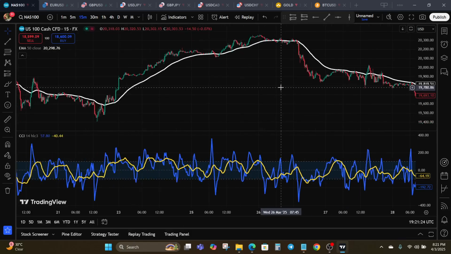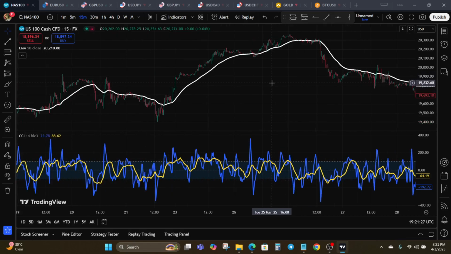Now for reversal entries, if price moves too far from the EMA and the CCI shows divergence, this could signal a trend reversal.